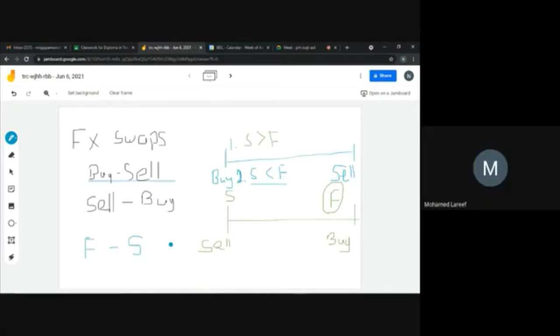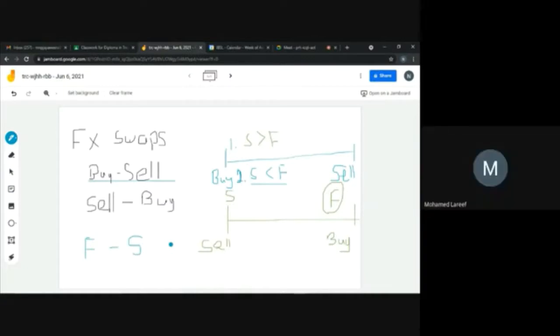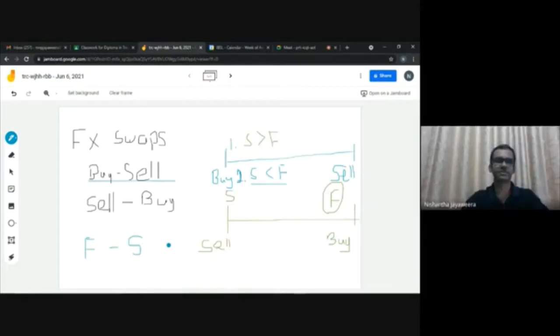Premium. The difference? Swap points or premiums? Swap points. Yes, generally we call them swap points. So that's what we discussed.